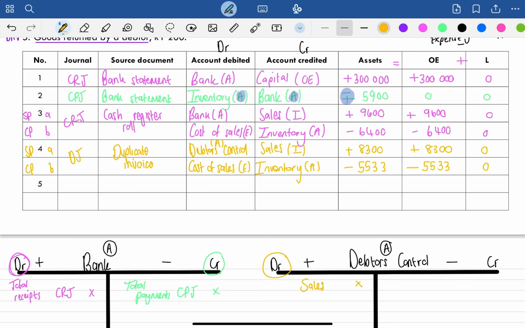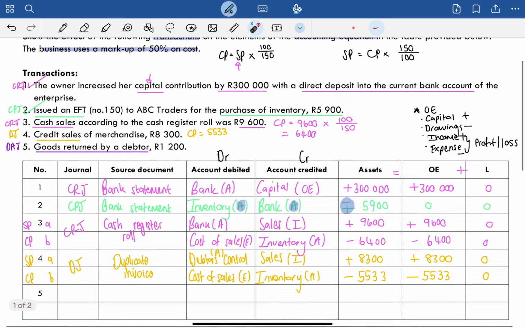So if you compare number 3 and number 4, the main difference is obviously the journal, the document, but other than that, everything is exactly the same, except where it's bank, we replace it with debtors when it is a credit sales transaction. Right, and like I say, this is really consistent. It will always look like that, so you can really go and test it out.